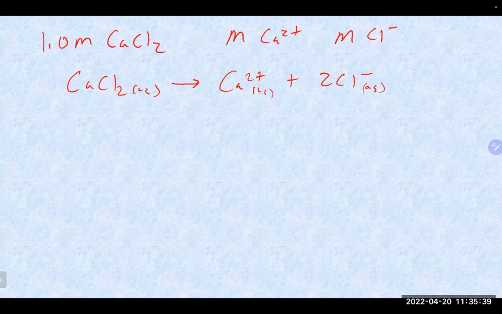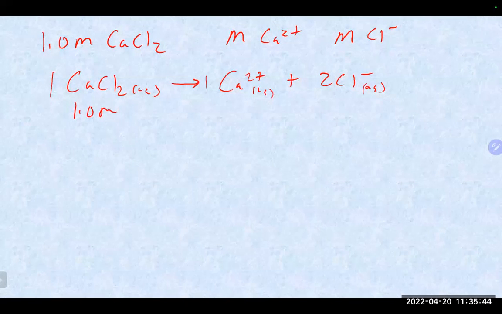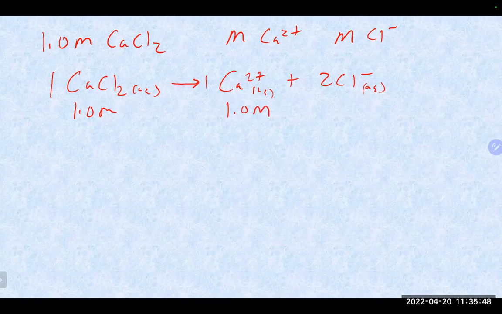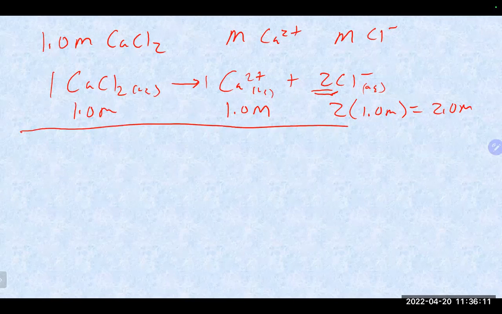So if this was 1 molar, it is a 1-to-1 relationship between just the calcium and the whole thing, which means its concentration would be 1 molar. It is a 1-to-2 relationship here for the chloride ion, which means you would actually take the concentration and multiply it by 2. And the concentration of the chloride ions in that solution would be 2 molar. You get twice the amount of chloride per calcium, so it's twice as concentrated in terms of the chloride concentration.